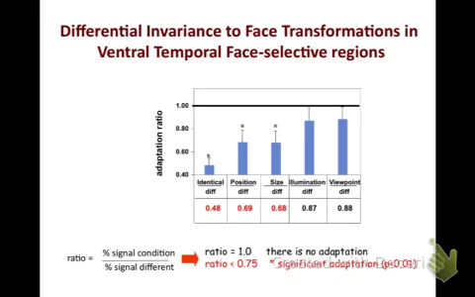And when you show the same face in different illuminations or same faces in different viewpoint, you get a recovery from adaptation. And these data show that there's a differential invariance to face transformation. To some extent, there's some invariance or some generalization across size and position, but the representation is quite specific, for example, when you think about views of faces.